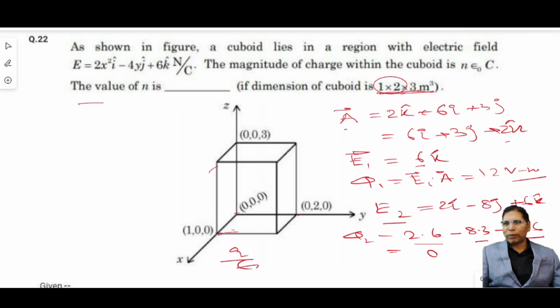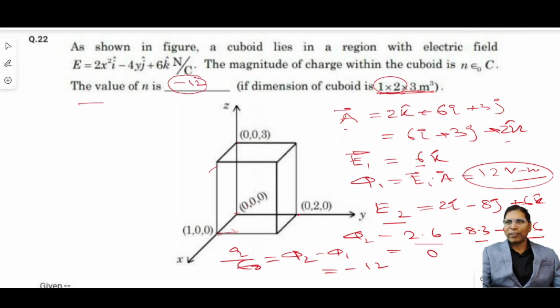Therefore, q by epsilon naught is phi 2 minus phi 1. So look at this, it is only minus 12 volt meter. So this is minus 12. So q equals minus 12. So n equals minus 12.